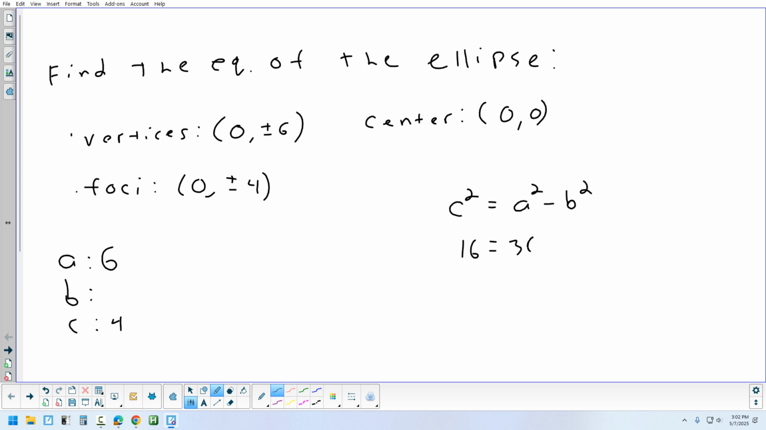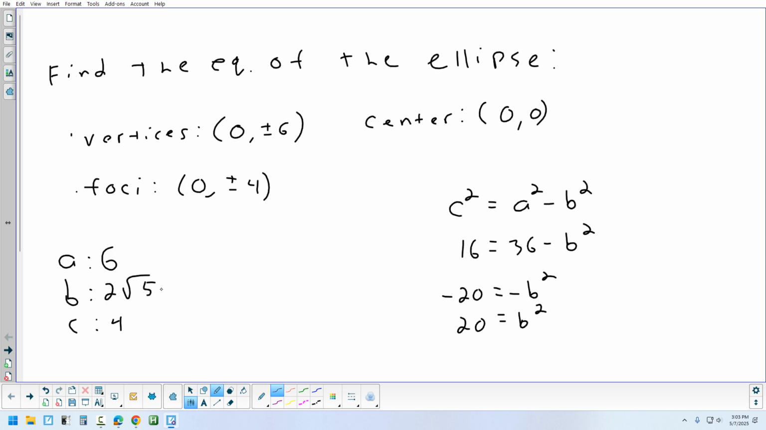So C squared is 16, and A squared? 36. 36. And if we subtract 36 to the other side, we're going to get negative 20 equals negative B squared. So we cancel the negative on each side, and that means B is how much? 2 root 5. Would be square root of 20, which is 2 root 5. Yep.